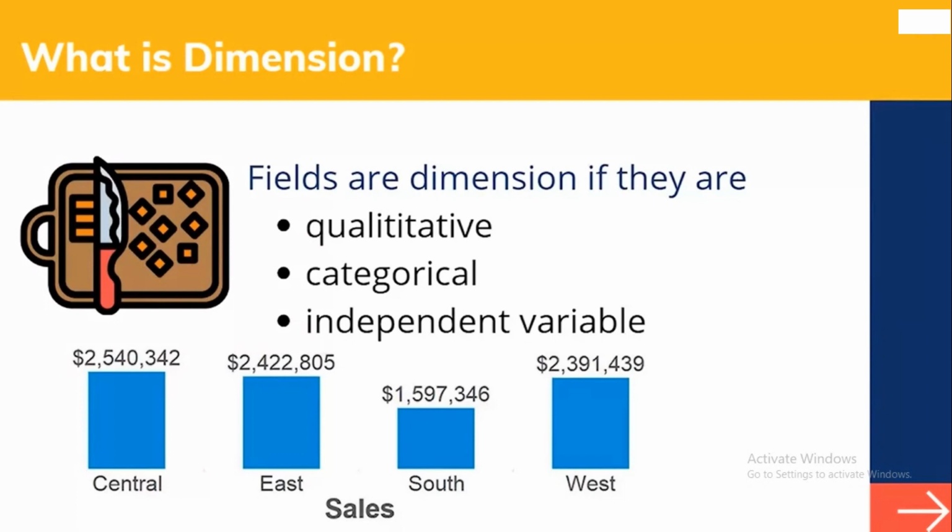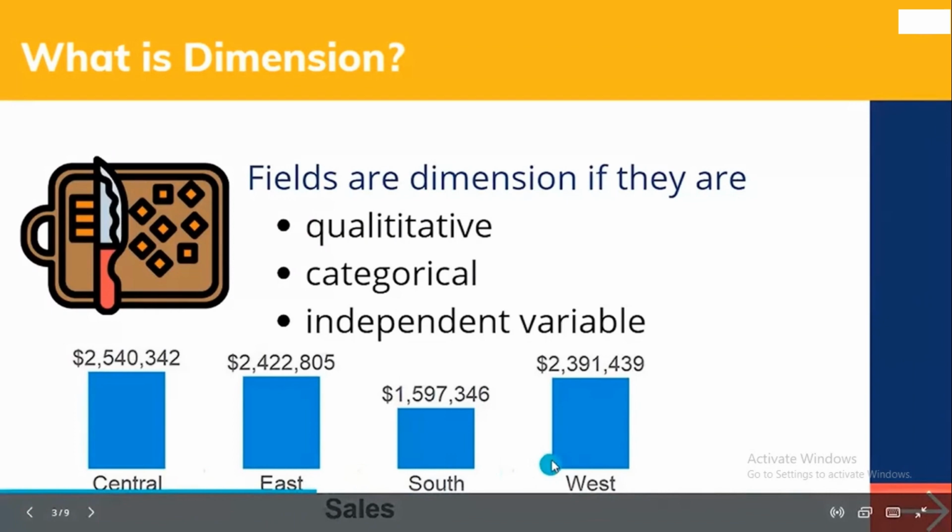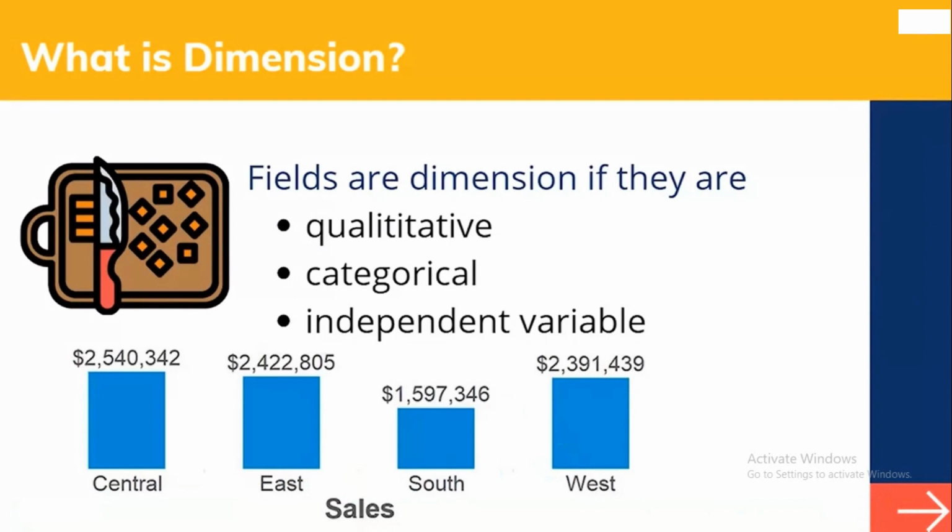Okay. So how is it broken down? It is broken down based on the region. Okay. So when it is broken down by region, we can get better insight on the data. As you can see here, we can get one clear idea from this visualization. What is it? The south region is having relatively low sales compared to the other regions. Okay. So this is the idea of my dimension.